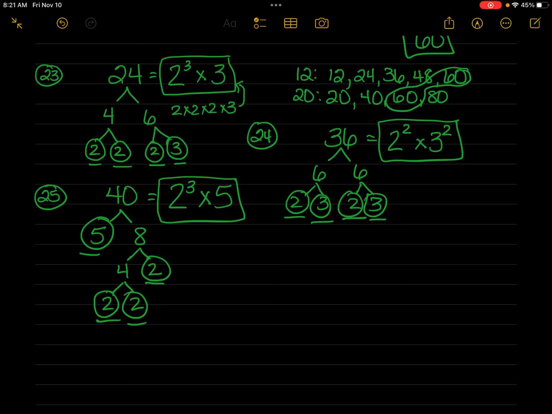Okay, we are getting close to done, but not done yet. Let's see, we have 26 through 31 are to write a fraction in lowest terms. Write the fraction in lowest terms. Okay, so we did a little bit of this.